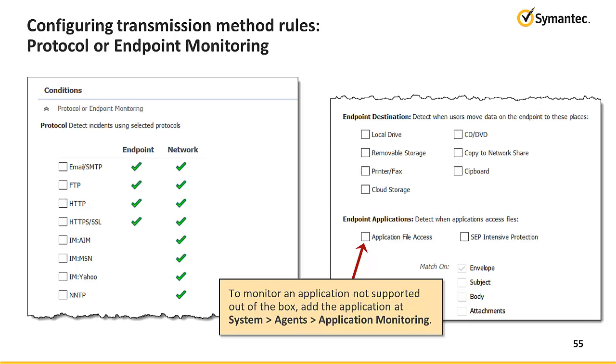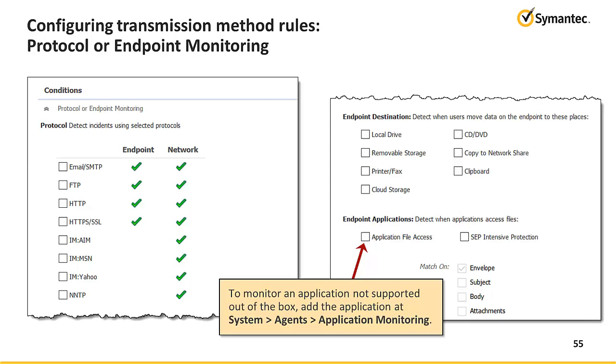With protocol or endpoint monitoring, you can configure detection conditions for network monitor and network prevent to monitor and block network traffic based on the protocols Symantec DLP recognizes out of the box, as well as any protocol you add. Protocols can be added in the Enforce Administration console at System, Settings, Protocols. For endpoint prevent, you can configure conditions to monitor and block traffic at the client level, for instance, the local email client. The supported protocols are email, SMTP, FTP, HTTP, HTTPS, including SSL, and IM.